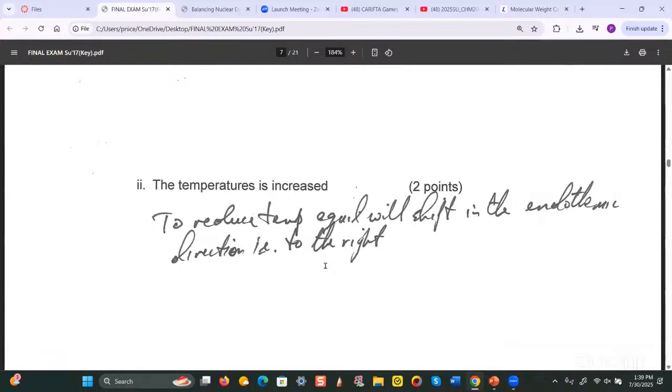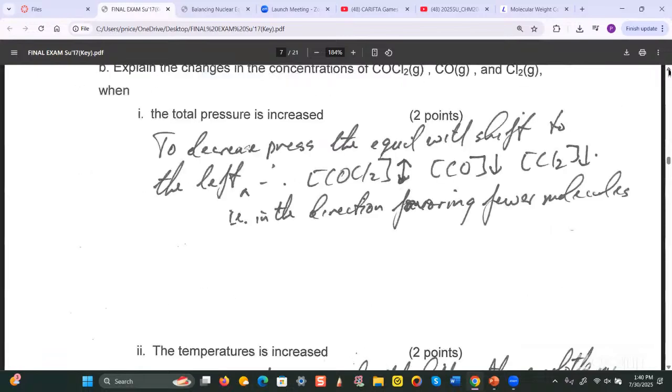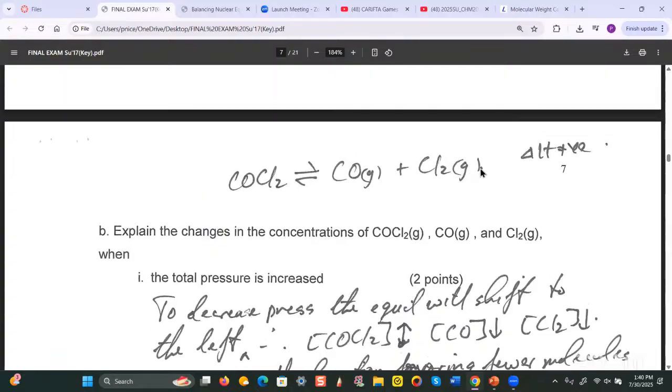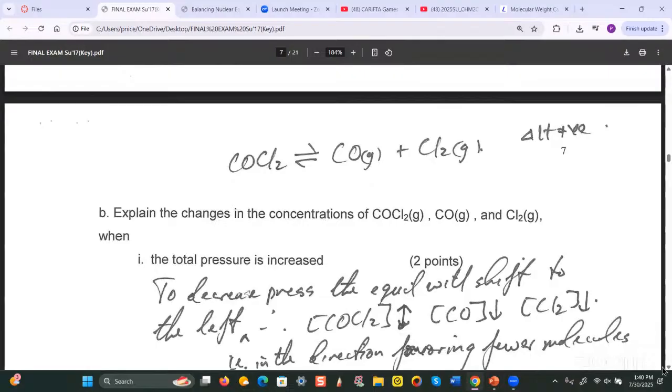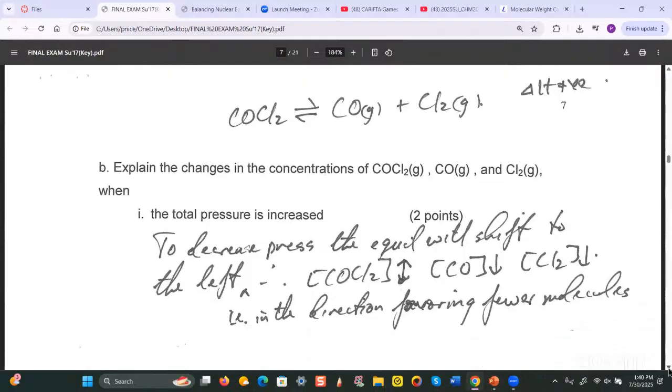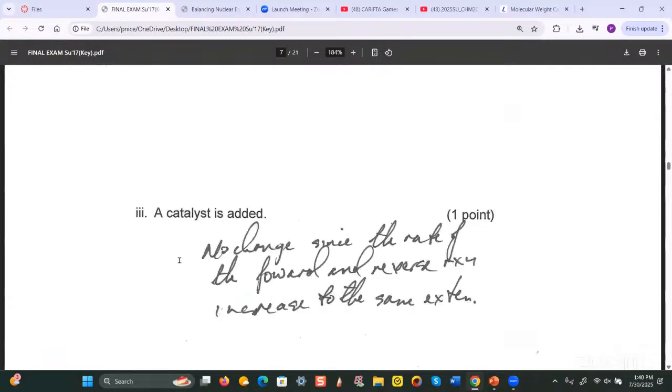Exactly. You're going to see whether the reaction is exothermic or endothermic. This reaction here is endothermic. So if you increase the temperature, which direction will the equilibrium position shift to? Will it shift to the right? Therefore, the concentrations of carbon monoxide and chlorine would increase, and the concentration of COCl2 will decrease. And then the last one is easy. When you add a catalyst, what will happen? Nothing, because the rates of the forward and reverse reactions increase to the same extent, so there will be no change in the equilibrium position.